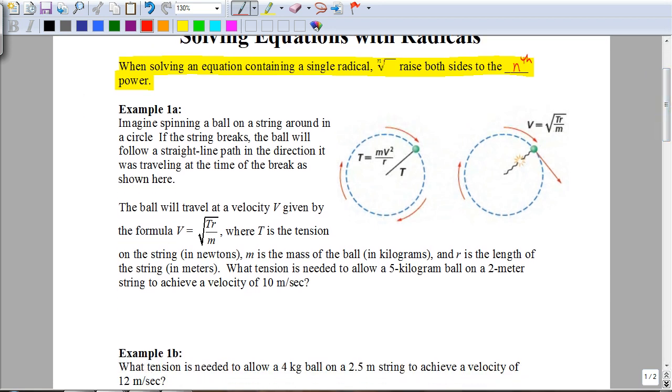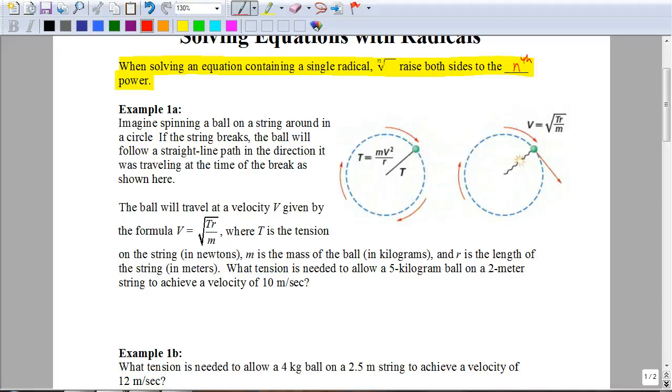Imagine spinning a ball on a string around in a circle. If the string breaks, the ball will follow a straight line path in the direction it was traveling at the time of the break, as shown here. The ball will travel at a velocity v given by this formula, where T is the tension on the string in newtons, m is the mass of the ball in kilograms, and r is the length of the string in meters. So the question is asking us what tension, so we need to find out what T is needed to allow a 5 kilogram ball on a 2 meter string to achieve a velocity of 10 meters per second.